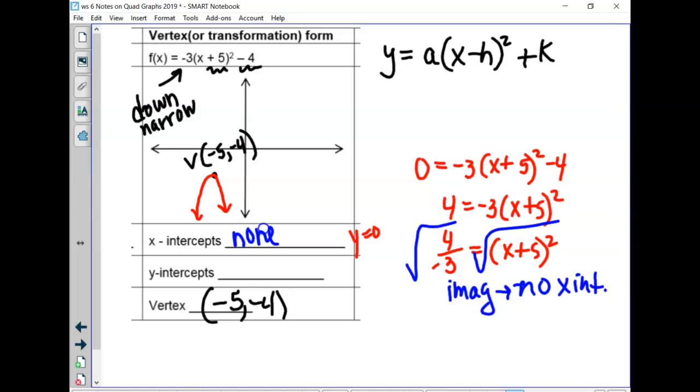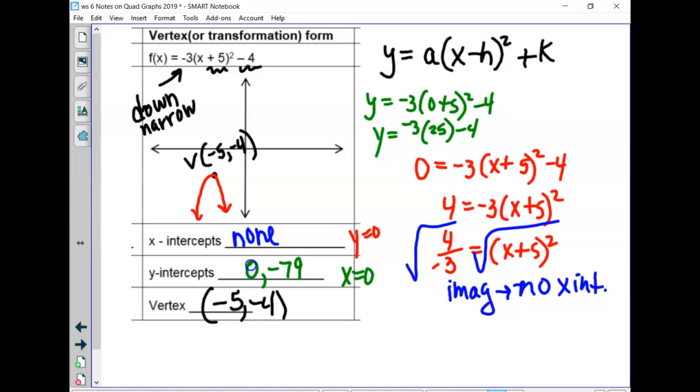All right, what about y-intercept? What's the rule for that? Let x equal 0. Okay, so let's go put in x equals 0 up here. It'll say y equals negative 3, 0 plus 5, squared minus 4. Okay, we start in the parenthesis and get what? 5 squared is 25 times negative 3 minus 4 is negative 75 minus 4 more is negative 79. Now, do you see why we might not be able to graph that very accurately at all? Okay. Moving on.